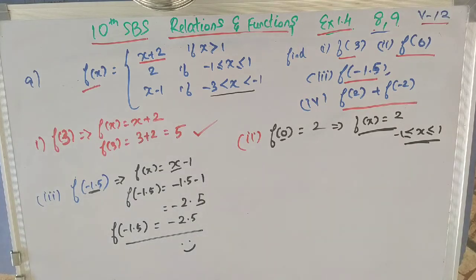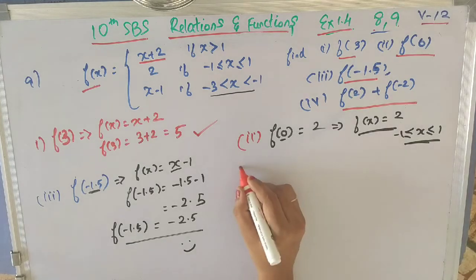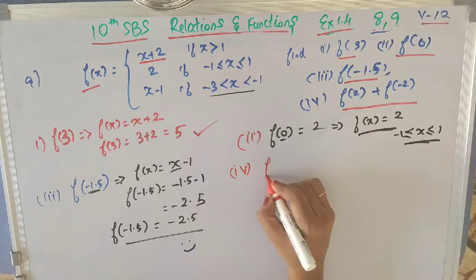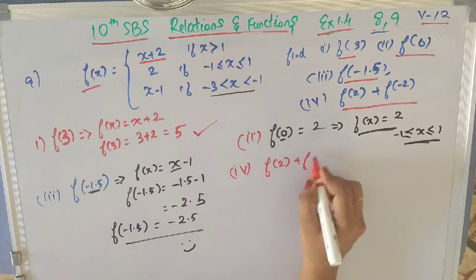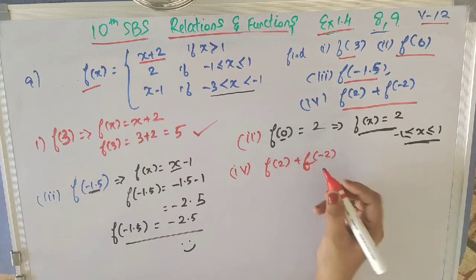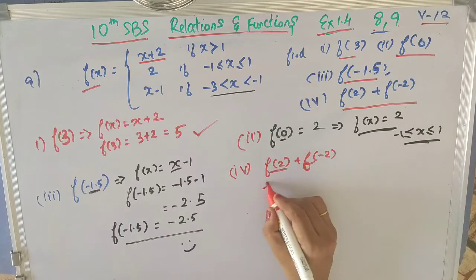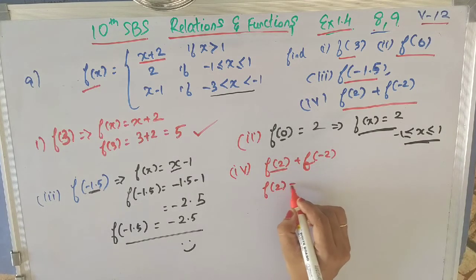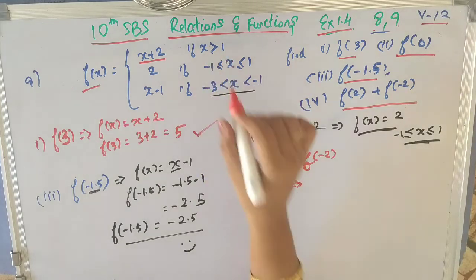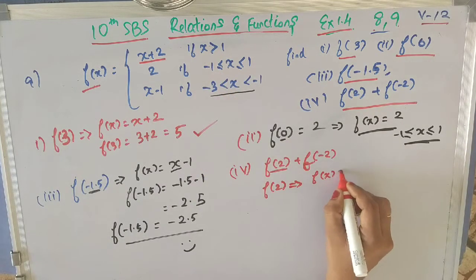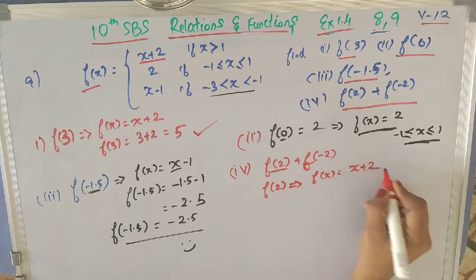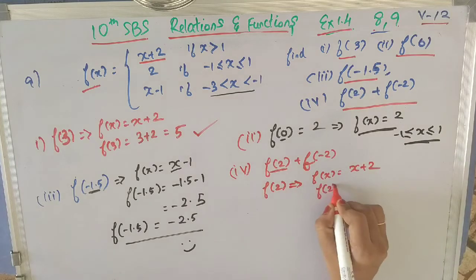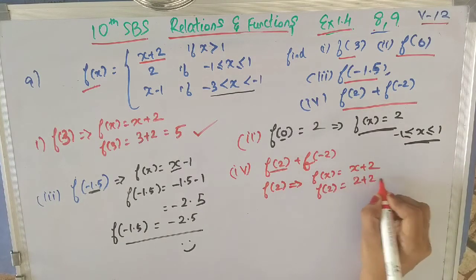Here, using the correct value of x and finding which f of x we should use is very important in this problem. So the fourth question is f of 2 plus f of minus 2. First we can find f of 2. Here x is equal to 2. Which condition will it satisfy? It is greater than 1. So we have to use f of x is equal to x plus 2. So f of 2 is equal to 2 plus 2, which is equal to 4.